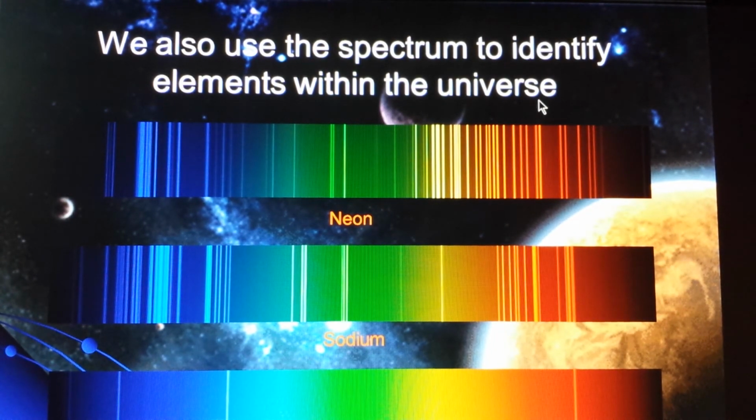You can also use the spectrum to identify elements within the universe. As we look at objects in space, we get these spectral images and we can match them with different elements to figure out what is contained in objects in space.